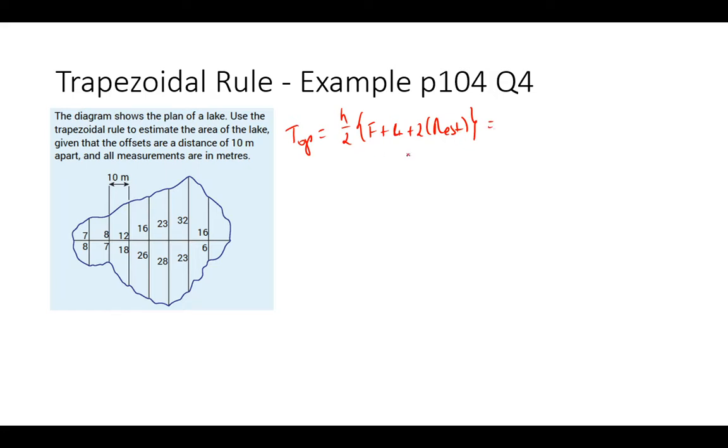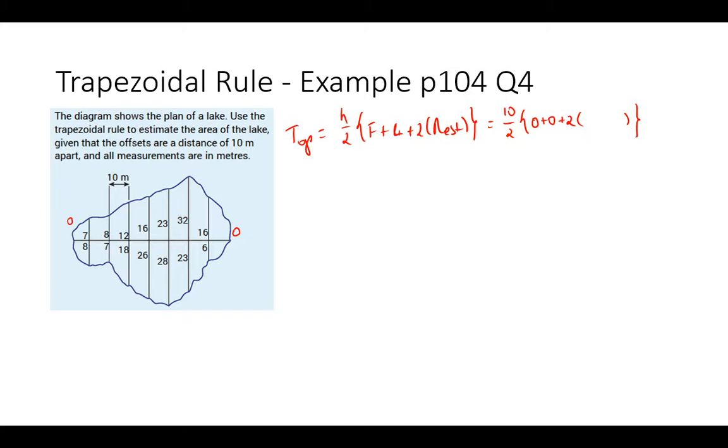That means that the h is the width, so it's a constant width of 10. So it's 10 over 2 times, we're starting up here now. The first height you'll notice is 0 because it starts at the baseline. So the first height is 0 and the last height is 0. Okay, so that will be first plus last, which will be 0 plus 0 plus 2 times the rest. So let's add up the rest using a calculator as we move along.